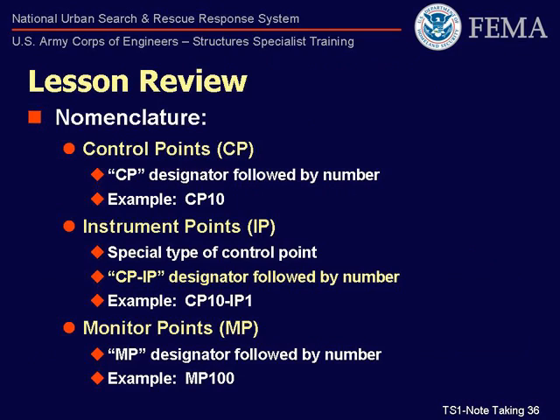In review, we have discussed the standard nomenclature used in monitoring hazards in the urban search and rescue environment. We discussed control points named CP and their numbering scheme. We also discussed instrument points or IPs and their numbering, as well as monitor points, MPs, and how they are named once, but numbered sequentially for each recorded measurement taken.